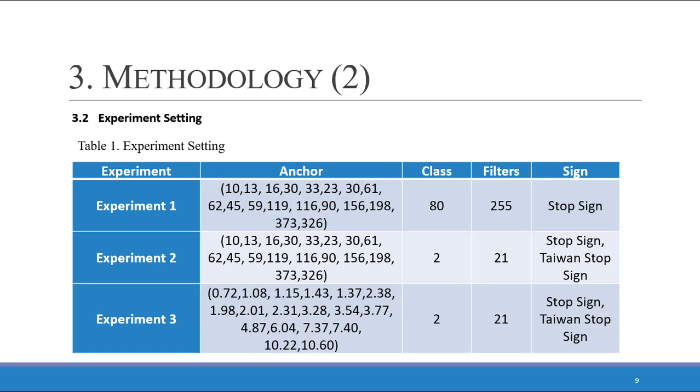For experiment 2, we modify the classes to become 2 classes based on our purpose, to detect Taiwan stop signs. We change the filters to 2 plus 5 times 3, which becomes 21, and use the same original anchors by YOLO V3. For experiment 3, we recalculate the anchors by k-means based on our dataset. We use 9 clusters and produce new anchors. Furthermore, we use these experiment settings for the training and detecting process.